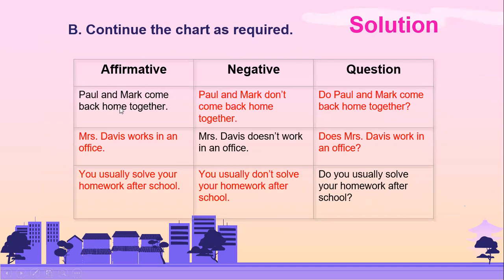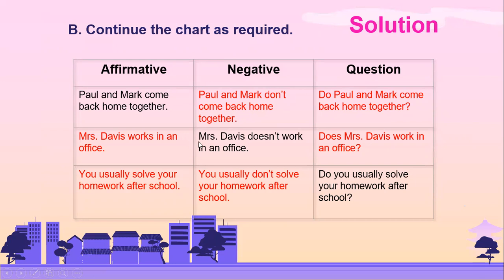Paul and Mark come back home together. Paul and Mark don't, or do not, come back home together. Why did we write don't or do not and not does not? Because it's in the plural. Paul and Mark, two persons, don't come back home together. The question would be, as we said before, we remove not because it's not negative anymore, it's a question. We move the do to the beginning of the sentence. So: Do Paul and Mark come back home together?